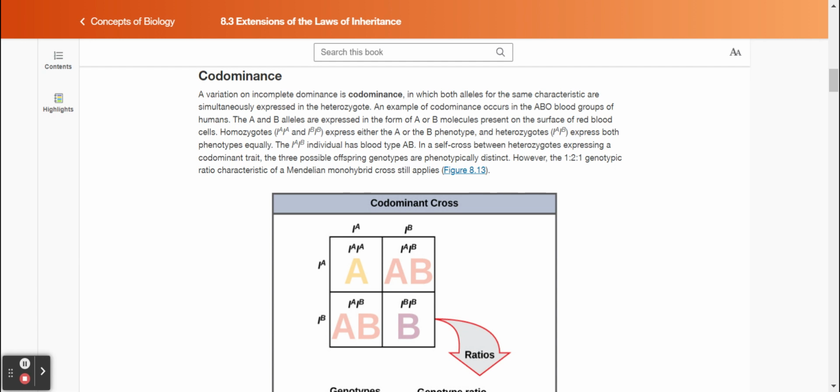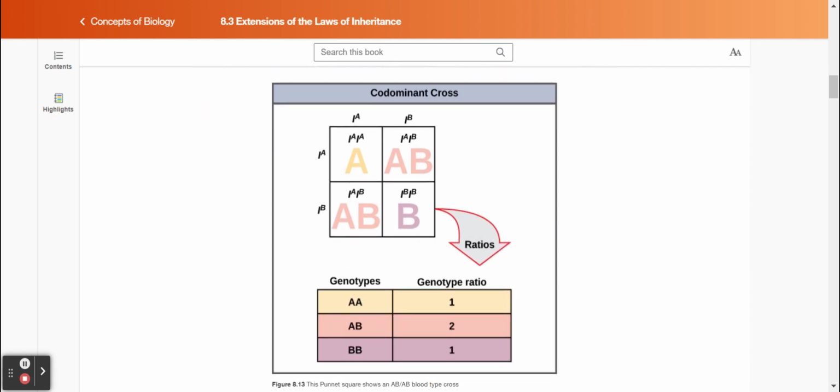In a self-cross between heterozygotes expressing a codominant trait, the 3 possible offspring genotypes are phenotypically distinct. However, the 1 to 2 to 1 genotypic ratio of a Mendelian monohybrid cross still applies. Figure 8.13. This Punnett square shows an AB-AB blood type cross.